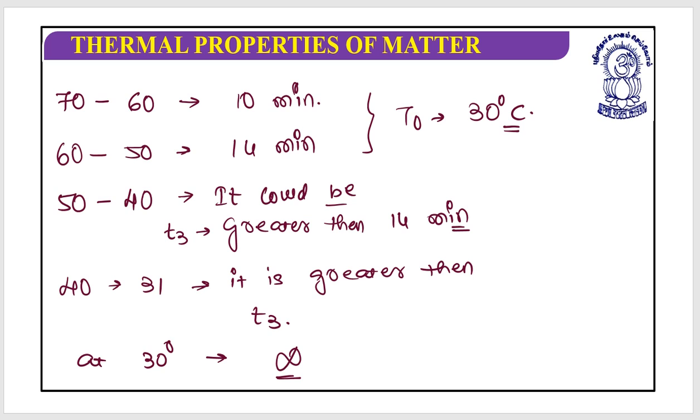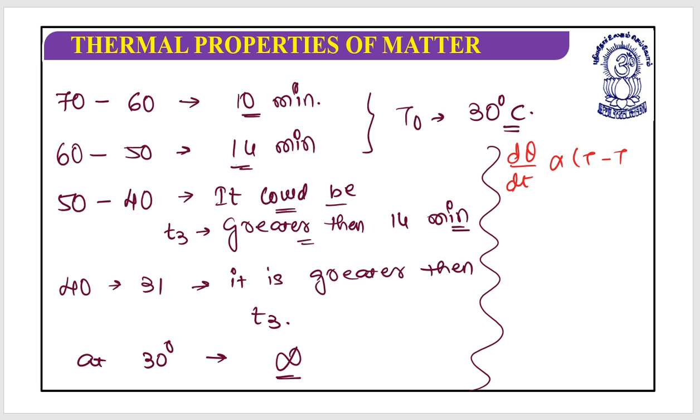One more thing: this we have proven because we have calculated it, and from these two observations this is correct. So why does this happen? What is the reason behind this? According to Newton's law of cooling, d theta by dt is directly proportional to T minus Ts. So it means the higher the difference, the higher the rate of cooling.